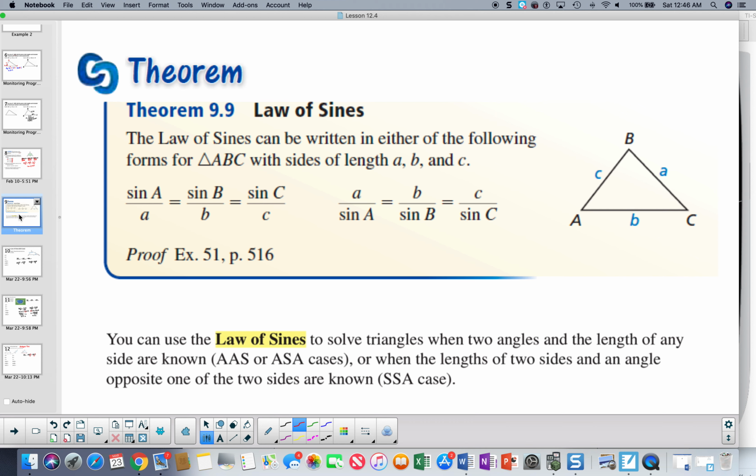All right, so the law of sines works regardless of what the triangle looks like. It doesn't have to be a right triangle. It can be any kind of triangle. And not only can you write it this way, but you can write it in its reciprocal form as well. The law of sines is good for solving when you have two angles and a side, either in this orientation or this orientation. It also works for two sides and an angle that's opposite one of the sides, or what we call a non-included angle.